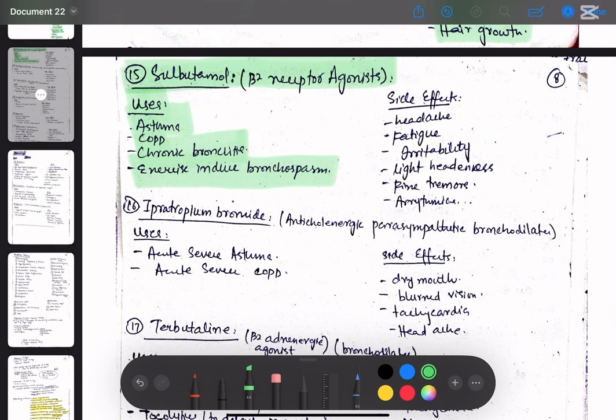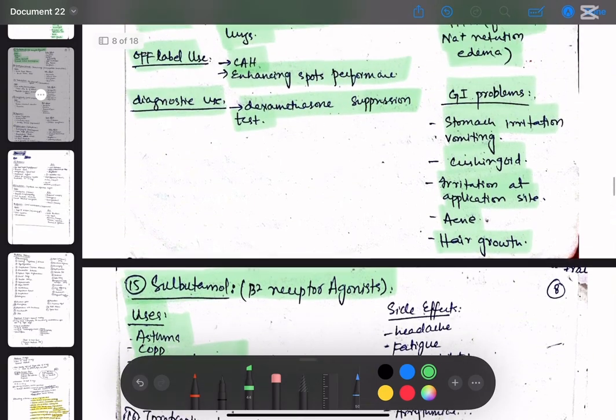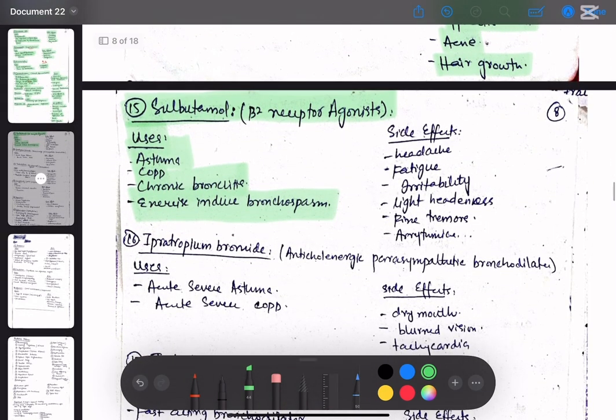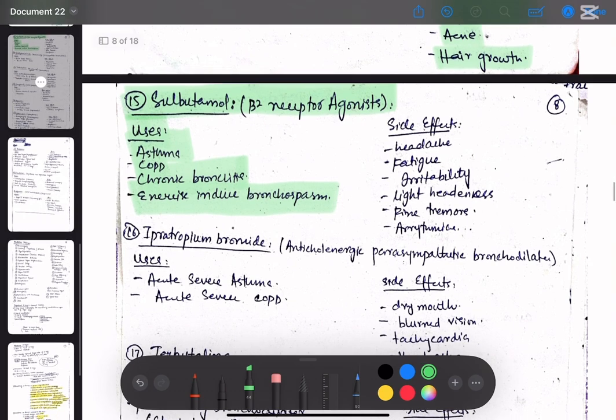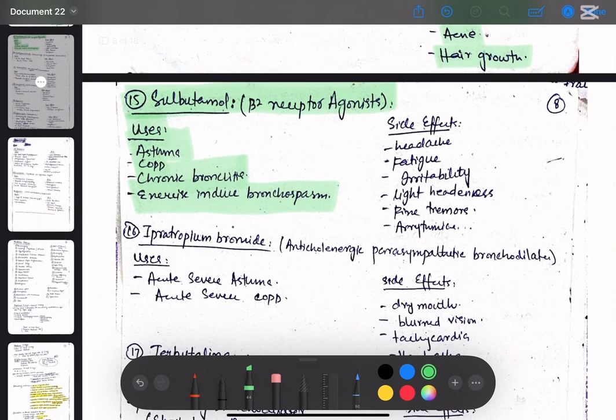Okay. Salbutamol is a beta-2 receptor agonist. And these are the uses: asthma, COPD, chronic bronchitis, exercise-induced bronchospasms. And the side effects are headache, fatigue, irritability, lightheadedness, fine tremors, and arrhythmias. Beta-2 receptor agonist.